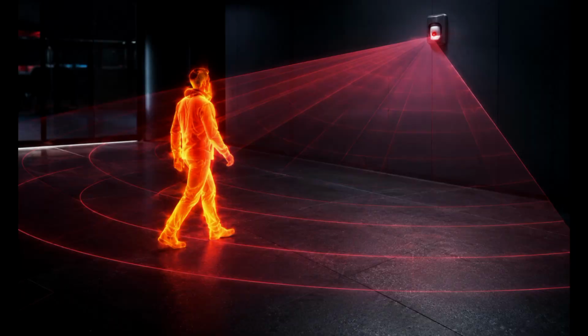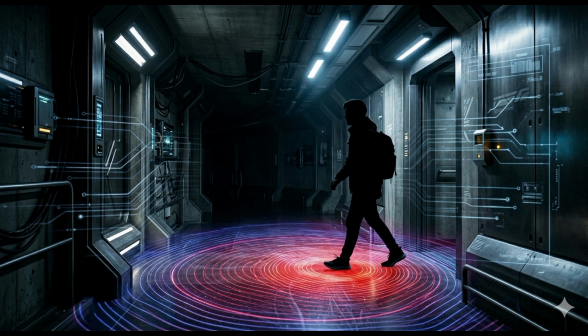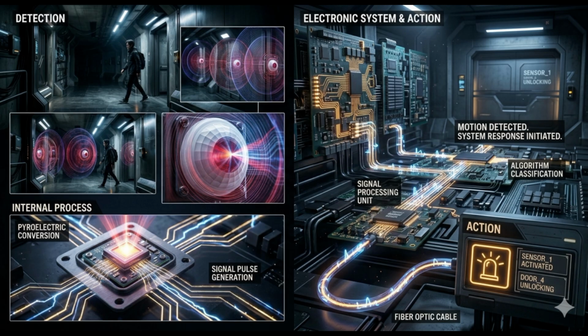Let's now combine everything together. A human body emits infrared radiation. The Fresnel lens focuses that infrared energy onto the pyroelectric sensor. When the person moves, the infrared energy pattern changes. The pyroelectric material reacts to that change and generates tiny electrical signals. The PIR sensor electronics amplify and process those signals. Finally, the sensor outputs a high signal, indicating motion detection. That signal can then control lights, alarms, cameras, or microcontrollers like Arduino.